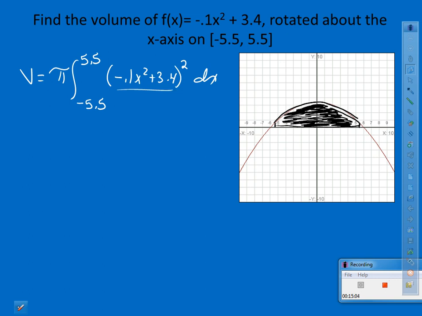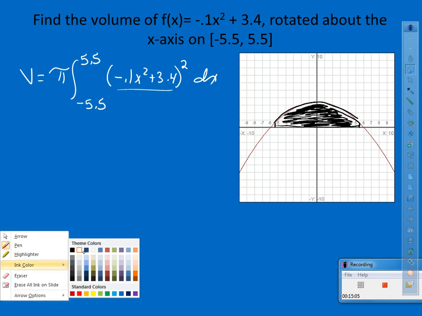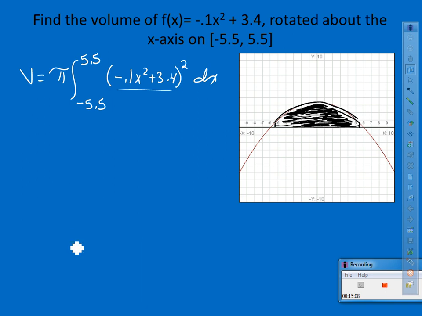You also, if you see little things like this, you're welcome to use them. I won't on this example. But I could, if I didn't want to go from negative 5.5 to 5.5, if I saw symmetry right here, I could go from 0 to 5.5. I would just have to remember to double my answer. I won't do that, but you can do that if you like.